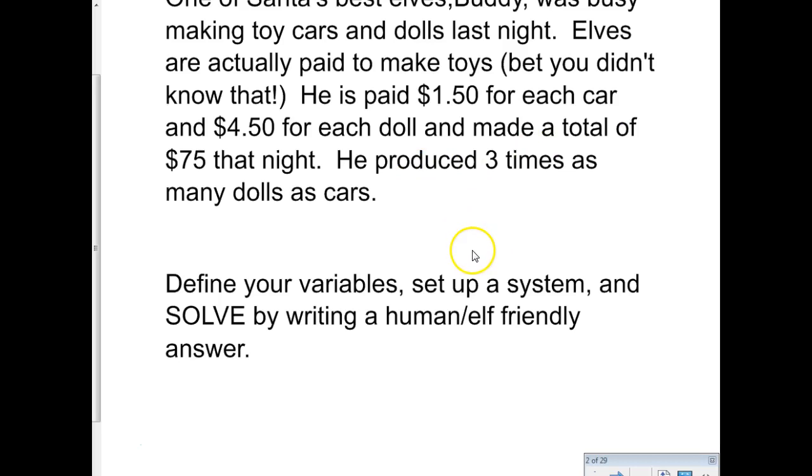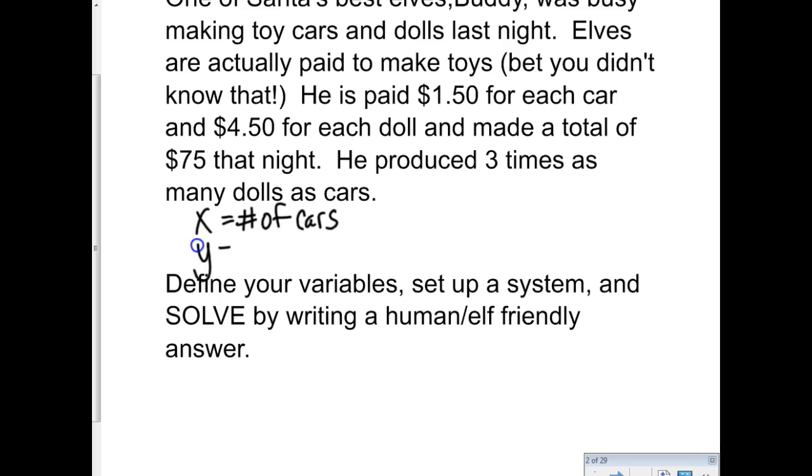So we have to start with, what are the unknown things? What are the things that we're trying to solve for? The number of cars that he made and the number of dolls that he made. So in this case, I'm letting you choose the variables, but I will warn you on the test, it doesn't let you choose. You have to use X and Y. So that's up to you. But would you like to choose a variable to represent the number of cars? X. Oh, right. X is the number of cars.